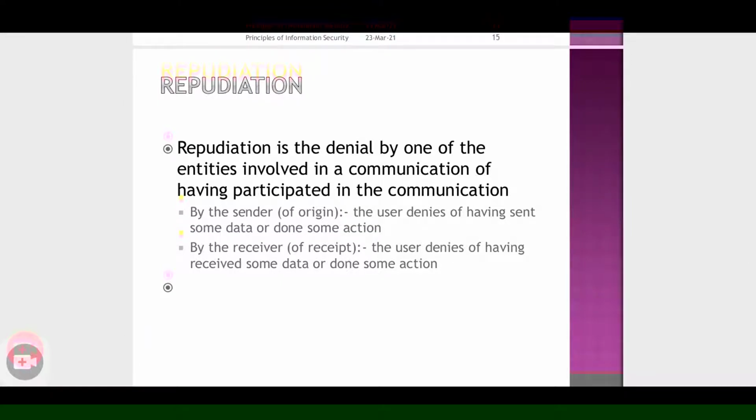Next is repudiation. Repudiation is the denial by one of the entities involved in the communication of having participated in the communication. It may be by origin and it may be by receipt. That means by the sender, the user denies having sent some data or done some action. And in the case of the receiver, repudiation means the user denies having received some data or done some action. Repudiation is the denial by one of the entities.